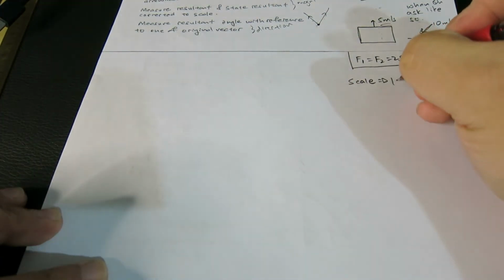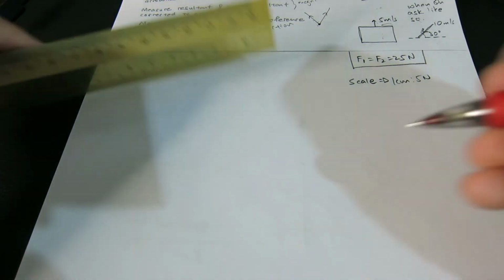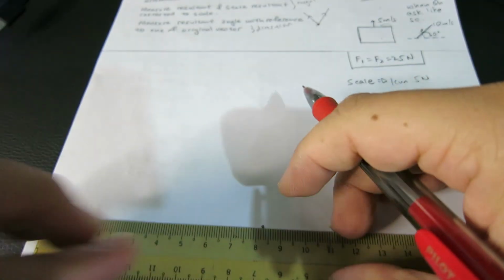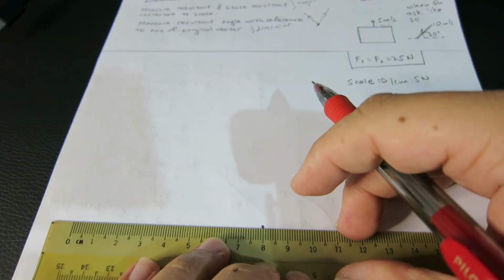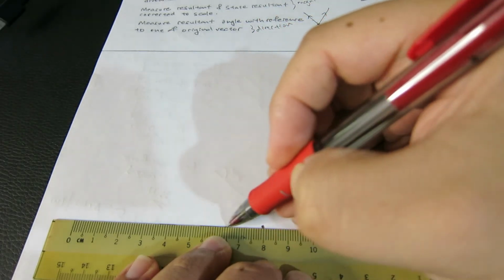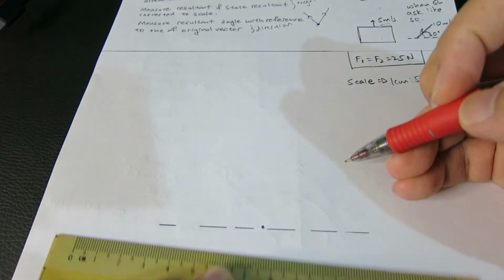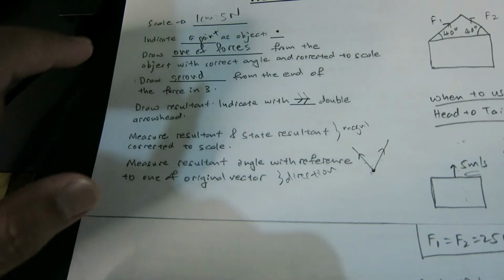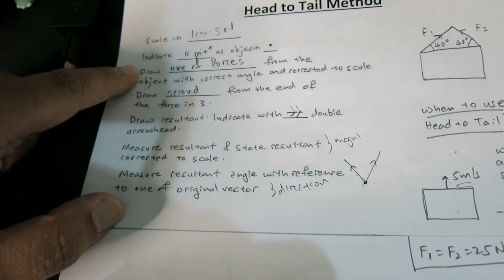So let me illustrate how to do head to tail. Again, since we already decided on the scale just now, and the paper size is the same, our answer should also be the same. You draw a dot to indicate the object, and draw a horizontal line to make your life easier. Alright, so now instead of drawing both forces, you are supposed to only draw one of the forces, this one. Draw one of the forces from the object. So make sure that you retain the correct size and the correct angle.